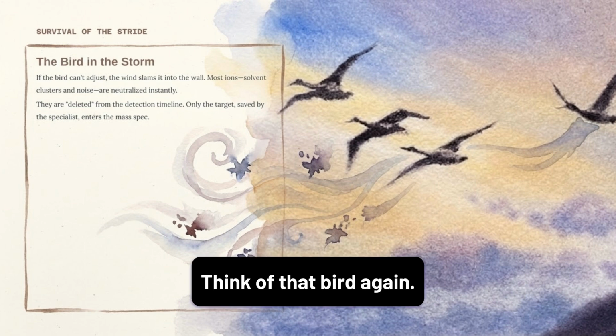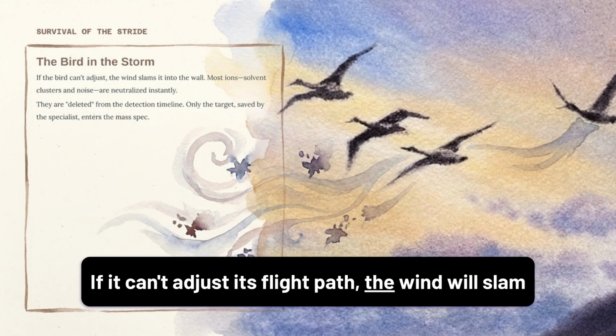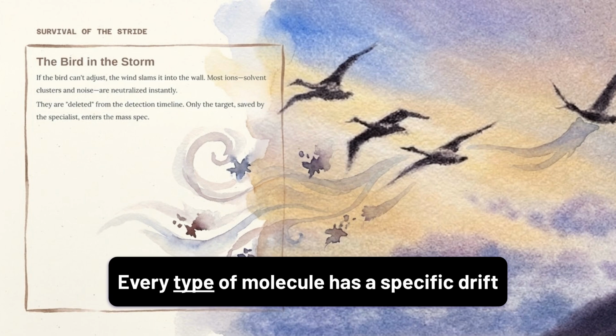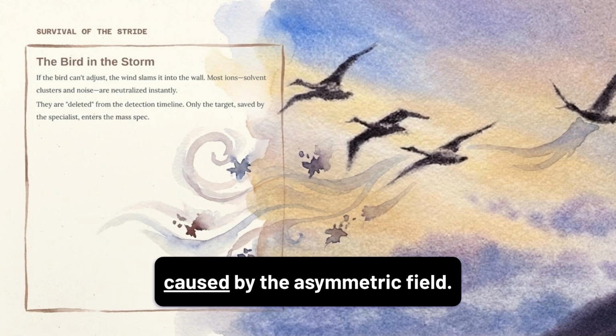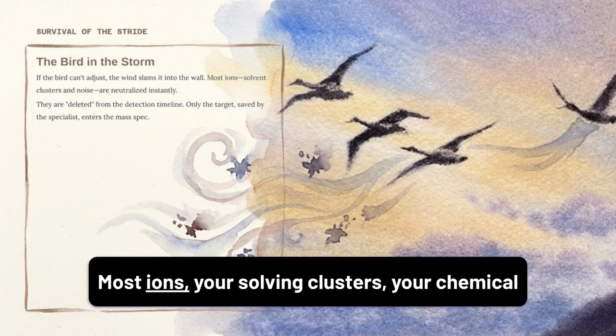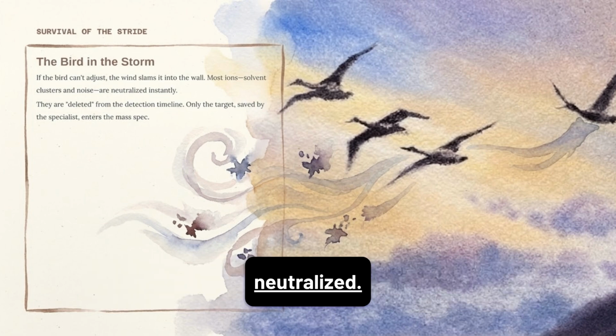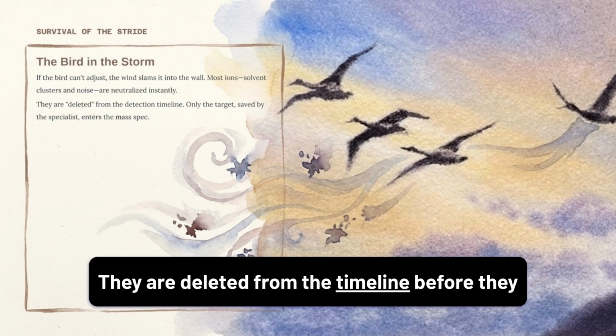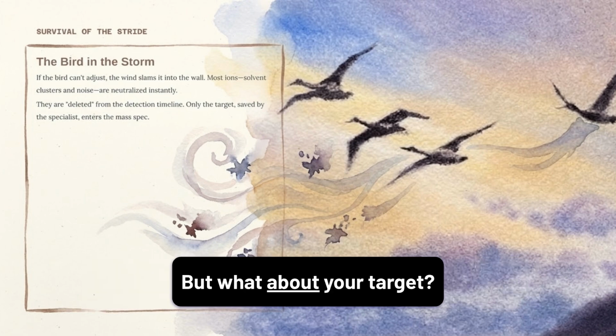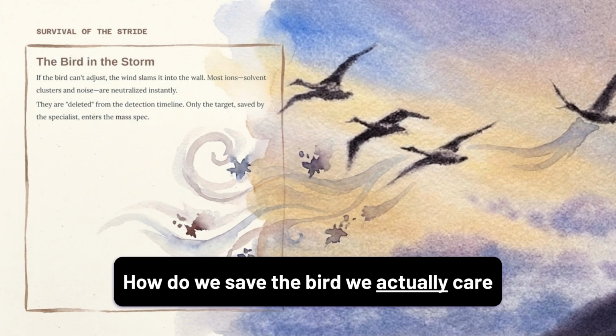Think of that bird again. If it can't adjust its flight path, the wind will slam it into the wall. Every type of molecule has a specific drift caused by the asymmetric field. Most ions, your solvent clusters, your chemical noise, are slammed into the electrodes and neutralized. They are deleted from the timeline before they ever reach the mass spec. But what about your target? How do we save the bird we actually care about?